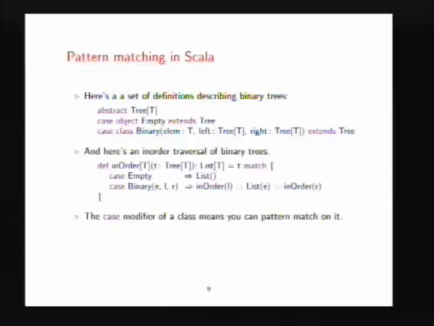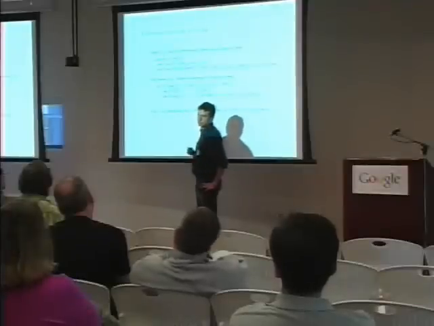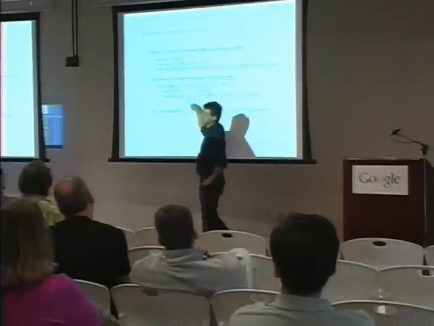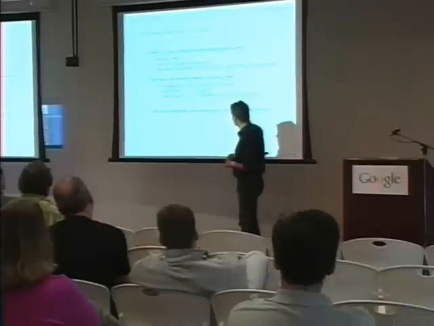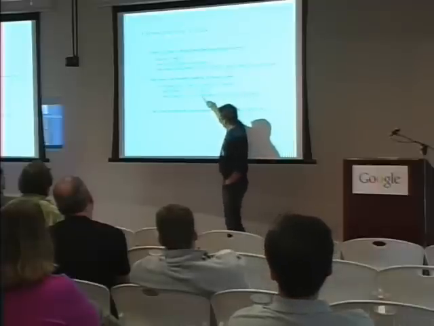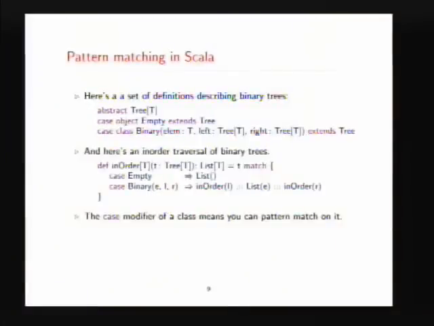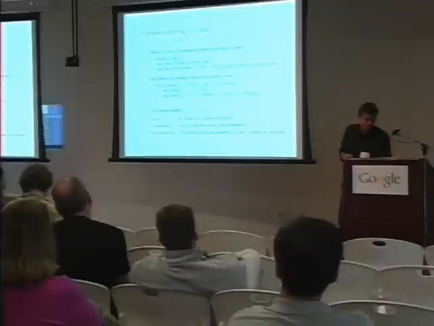And the second says, in the case where the tree is a binary tree with an element E, a left tree L, and a right tree R, so the choice of these variables is, of course, completely arbitrary, respond with the in-order traversal of L followed by the E node, seen as a list, and the in-order traversal of R. So these triple colons are just list concatenation operations, standard methods in our list class. OK, so far so good.